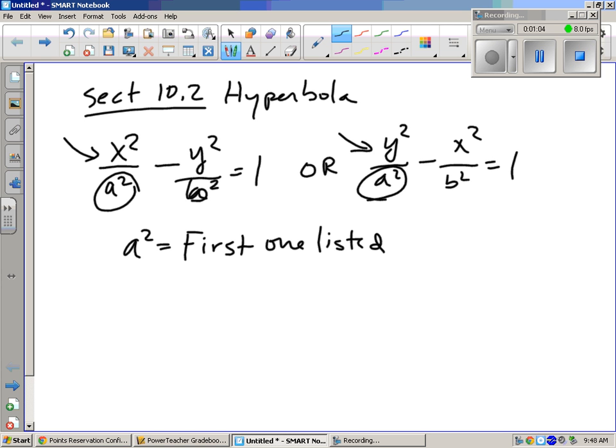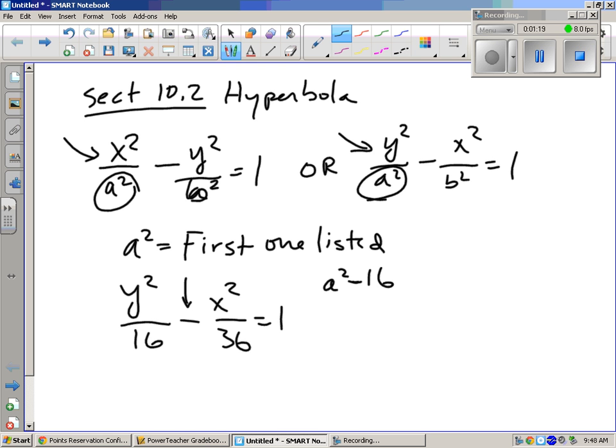So let's try one. Y squared over 16 minus x squared over 36 equals 1. Right away I know it's a hyperbola because of that. And let's see, a squared then is 16 and b squared is 36. So that means since 16 is under the y, I would write this as 0, plus or minus 4. 36 is under the x, so that'd be plus or minus 6, 0.